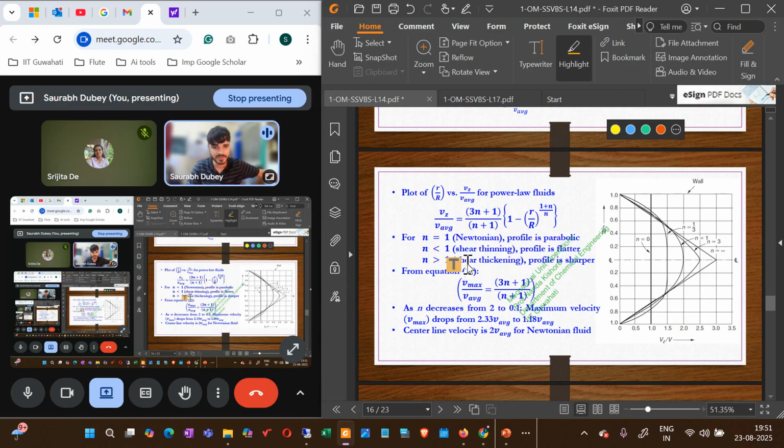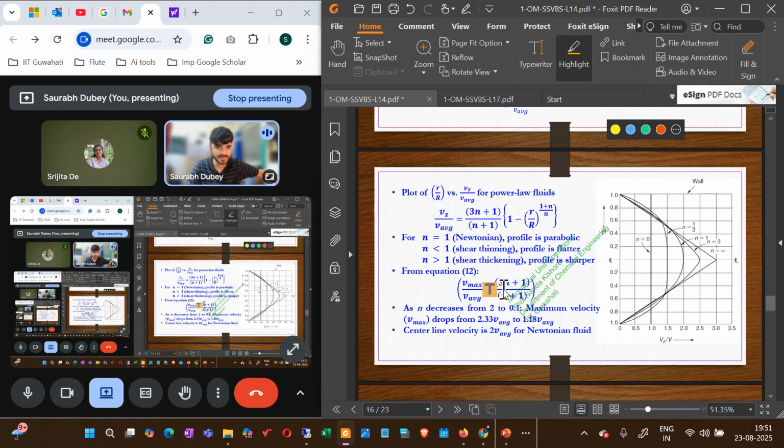If a shear thinning fluid is there, it means if you are having pseudoplastic, then the profile is flatter at the center, right? And if you are shear thickening, then the profile is sharper, so corners will be coming up, right? So this is U max to U average, 3n plus 1 by n plus 1. Through this also you can see that if n is 1, it is 2. So for n equals 1, the maximum is 2, right?